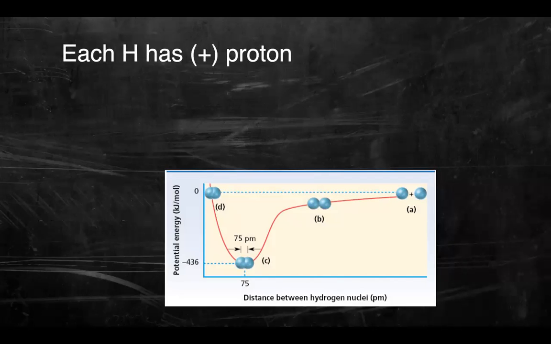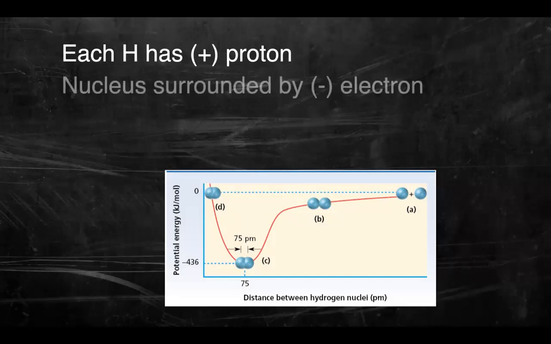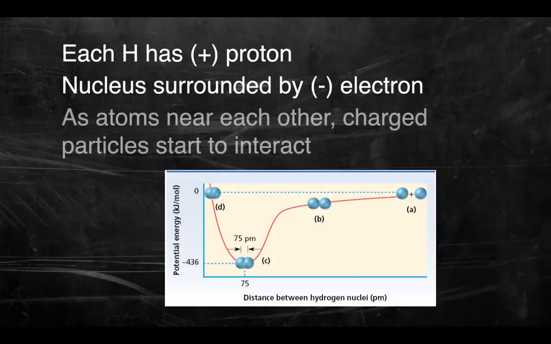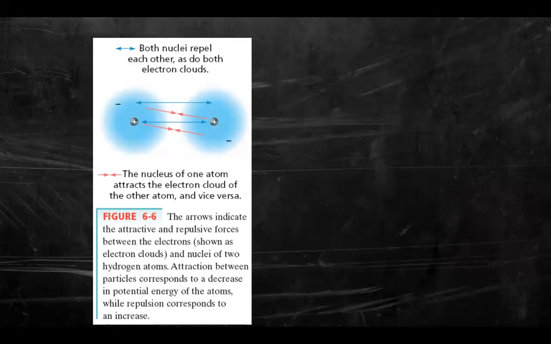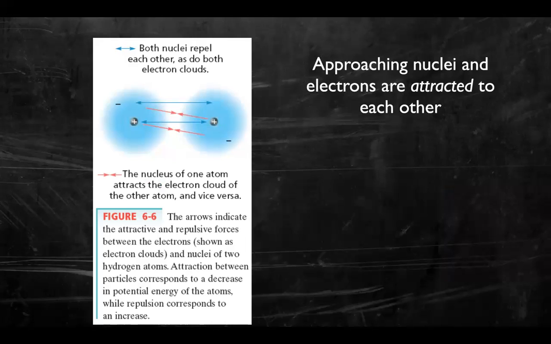So looking at hydrogen as the easiest example, because then you can just deal with one proton and one electron. So we have a nucleus of one proton surrounded by one electron. And so these subatomic particles are going to start to interact as they get nearer to each other. So here we have a diagram of the attractive and repulsive forces.